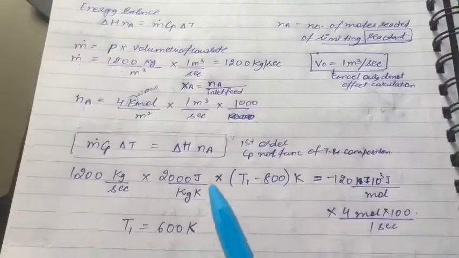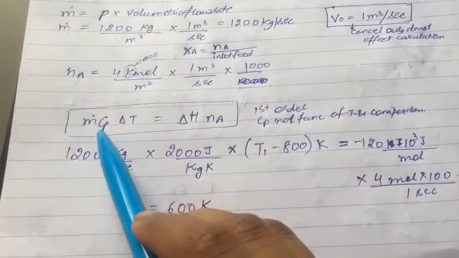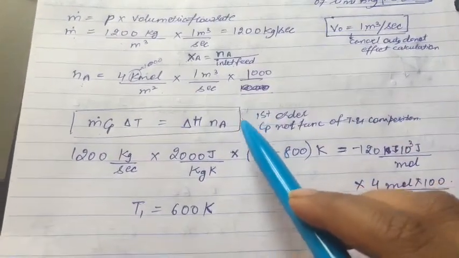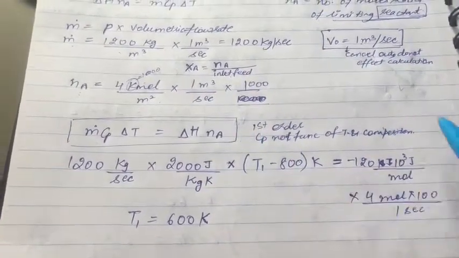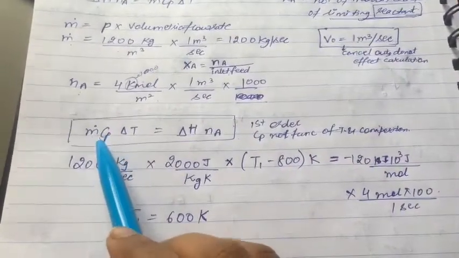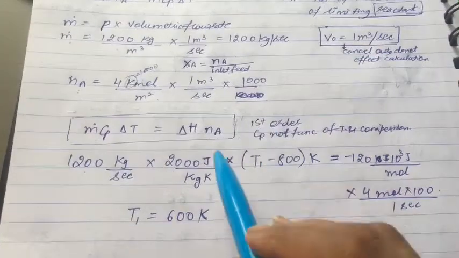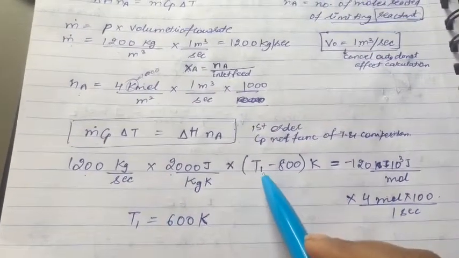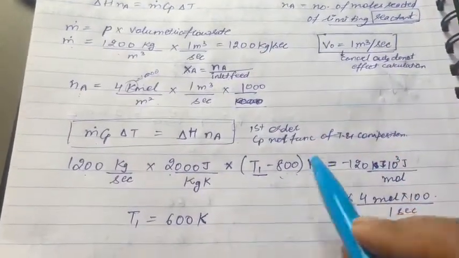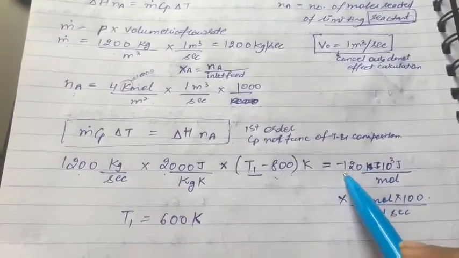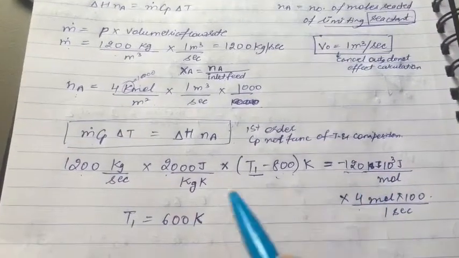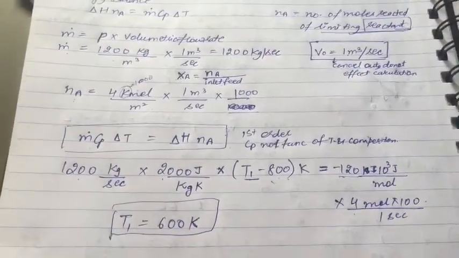Then putting the values in the equation, m dot Cp delta T is equal to delta H Na. It is used for first order, and Cp has to be constant, means Cp is not a function of temperature and composition, then only this equation is used. So putting all the values, m 1200, Cp 2000, T1 we have to calculate, T2 which is maximum temperature given in question 800 Kelvin, is equal to delta H given in question minus 120, Na we have calculated 4. We calculate our T1, which comes out to be 600 Kelvin.